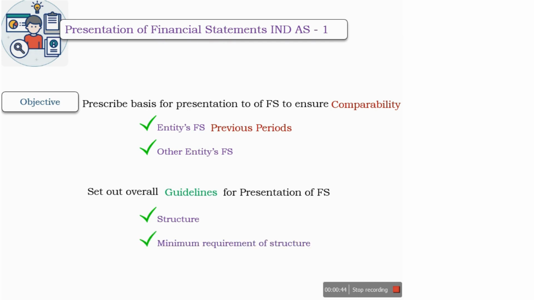Apart from it, it prescribes minimum requirements of the financial statements. It prescribes minimum line items which need to be presented on the face of various statements that are part of financial statements. Here we need to remember that IND AS 1 does not prescribe any format for preparation of financial statements. It just prescribes the minimum requirement that should be presented.